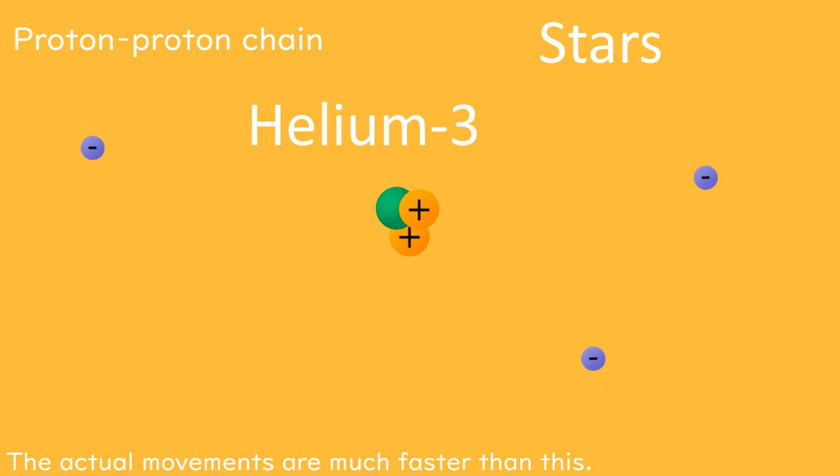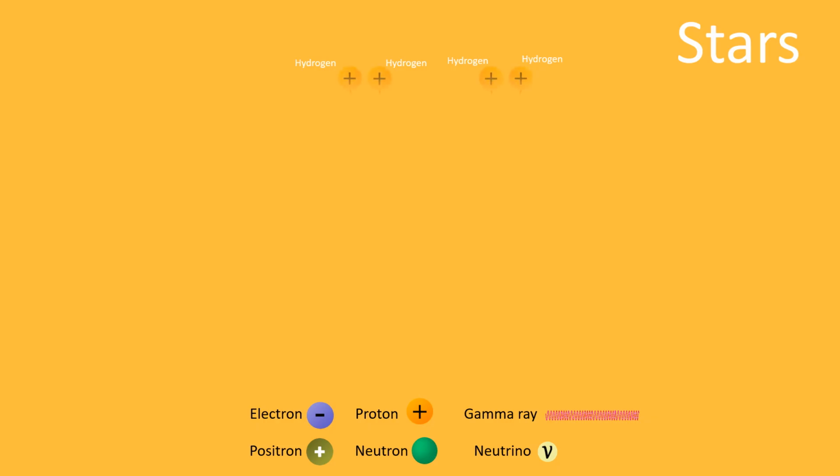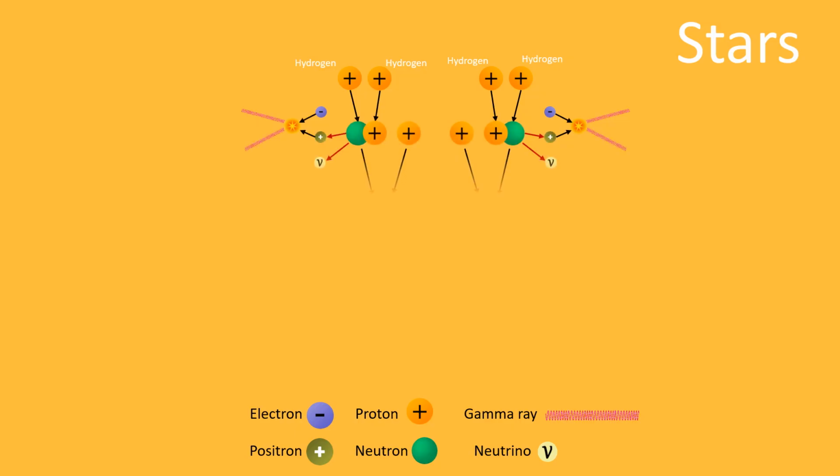Helium-3 is not as stable as helium-4, which is the final product of the proton-proton chain. Helium-4 is formed when two helium-3 nuclei fuse together to form one helium-4 nucleus, releasing two protons in the process. Here is the full proton-proton chain. Firstly, two hydrogen nuclei fuse. One of them loses its charge in the form of a positron, and then they fuse with another hydrogen nucleus to make helium-3. Then this helium-3 nucleus fuses with another one to form helium-4, releasing two protons in the process.